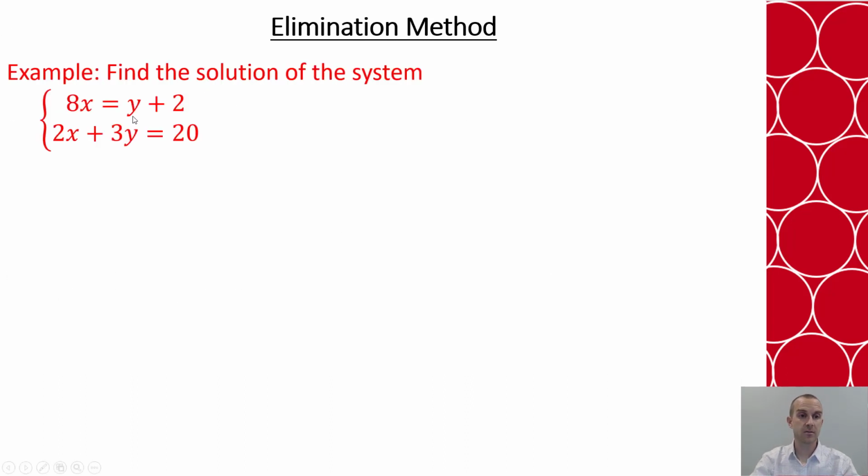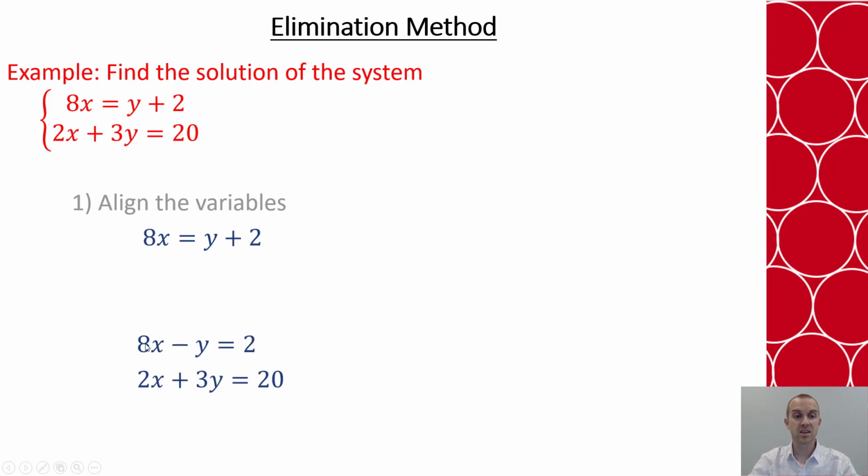So let's try this out. Now here I have 8x equals y plus 2 and 2x plus 3y equals 20. First thing I'd want to do if I'm using elimination is move the y so that all the variables are aligned. So I subtract y from both sides so that this would be 8x minus y equals 2 and 2x plus 3y equals 20. Now my variables are aligned.